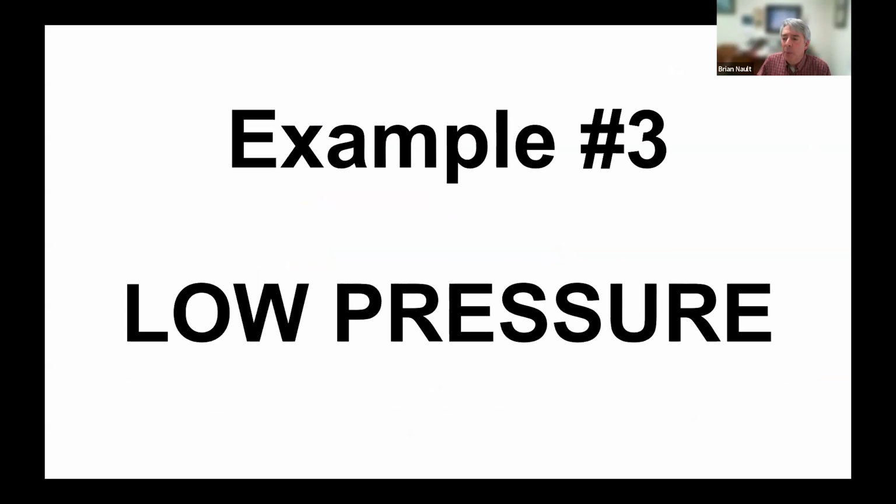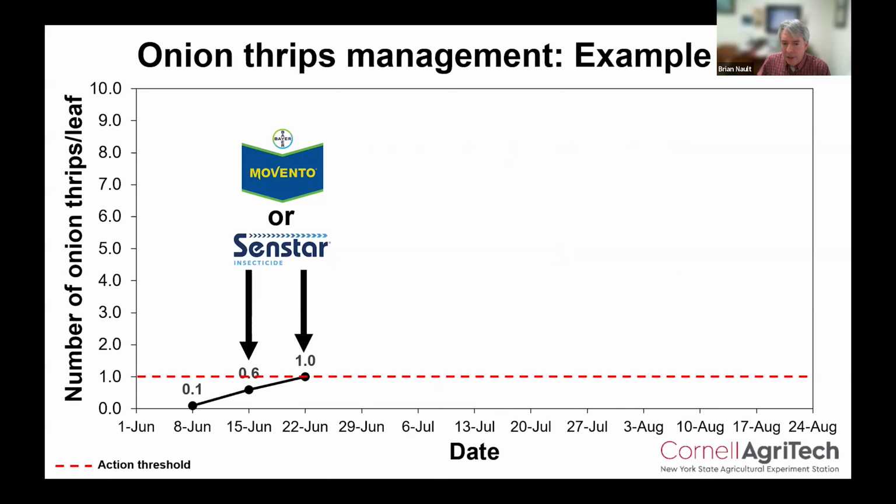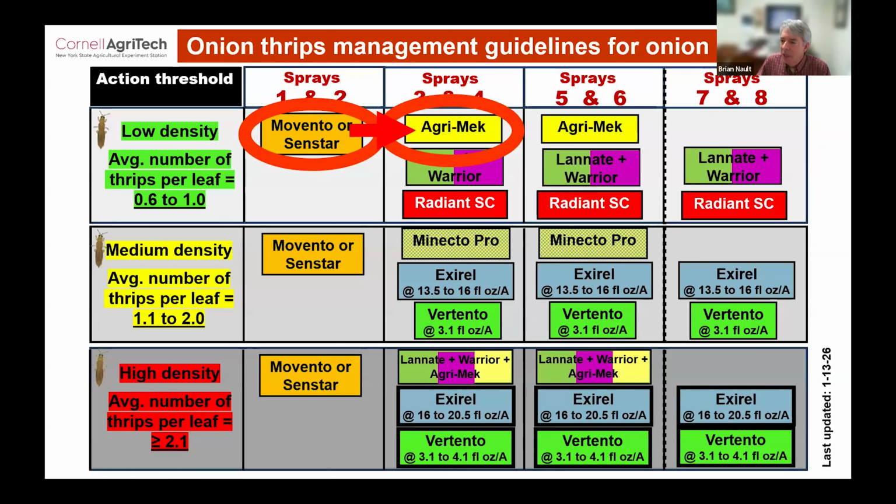Example number 3, low pressure. You're going to start off with Movento or Senstar. You're going to get the momentum of Movento for a couple weeks, okay? And let's say now you creep up, you're right at threshold of 1 thrips per leaf. What are you going to use? Well, maybe Agrimec. Agrimec's cheap. If it still works on your farm, go for it. No reason why you can't.